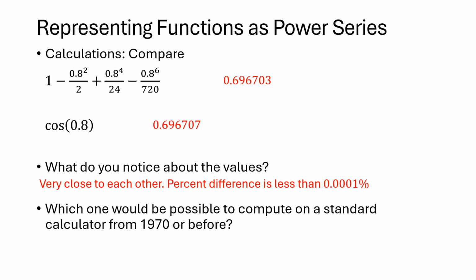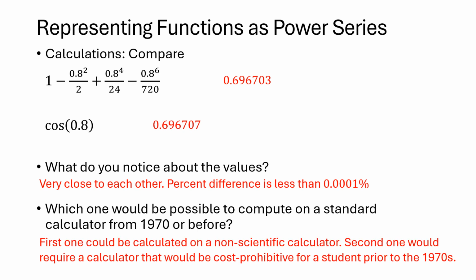It wouldn't be easy entering this on a really old-fashioned calculator. However, you could multiply 0.8 repeatedly and then divide by whatever number's on the bottom. So the first one could be done with a calculator prior to 1970.